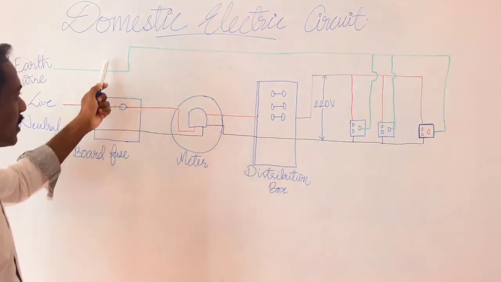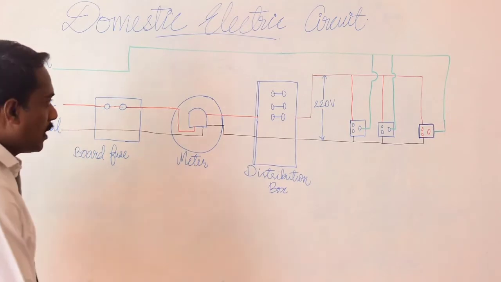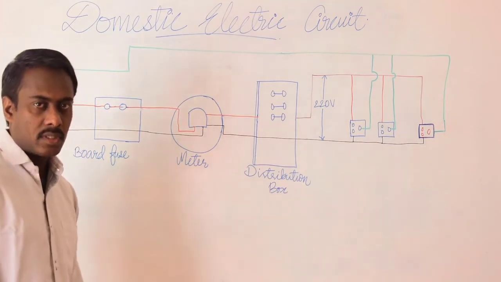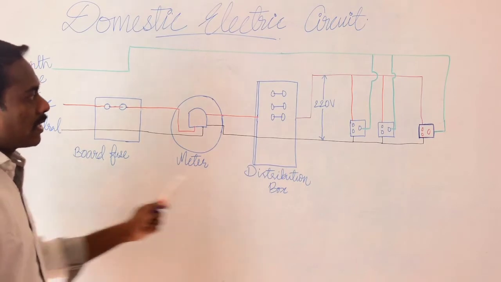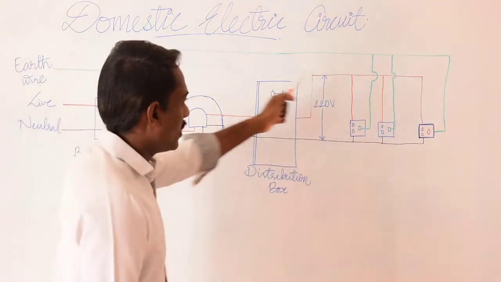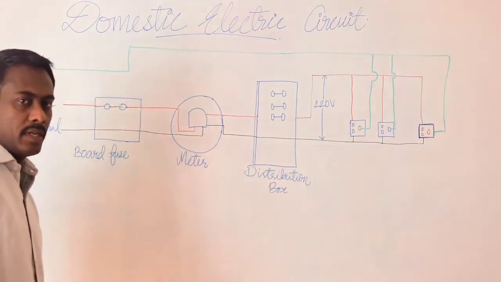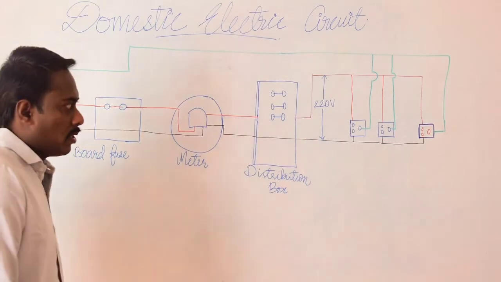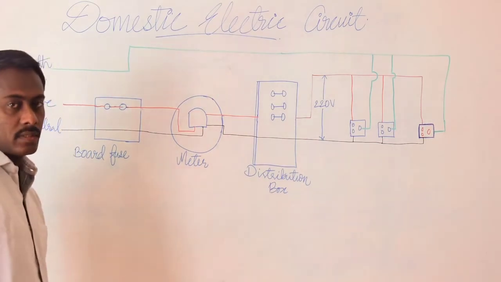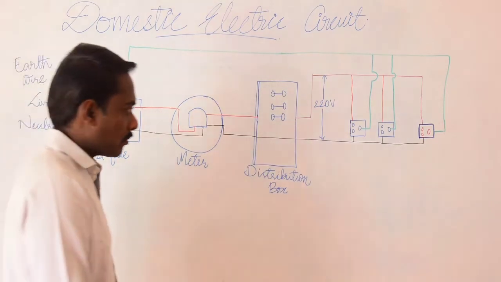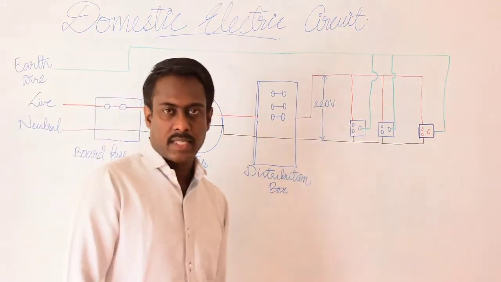This earth wire is connected to a plate deeply buried under the ground, so that any leakage of current will be drawn by the earth wire and disposed to the ground, so that the user or the owner may not get an electric shock. So it is used as a safety measure.